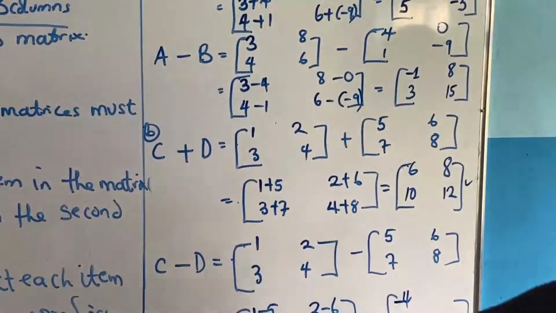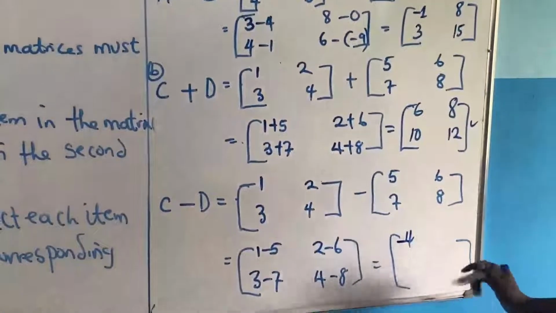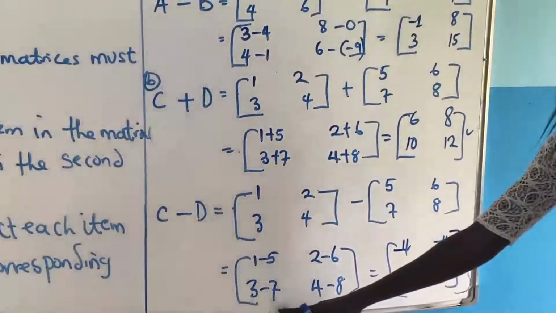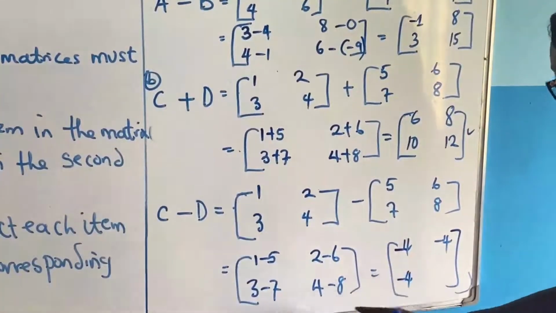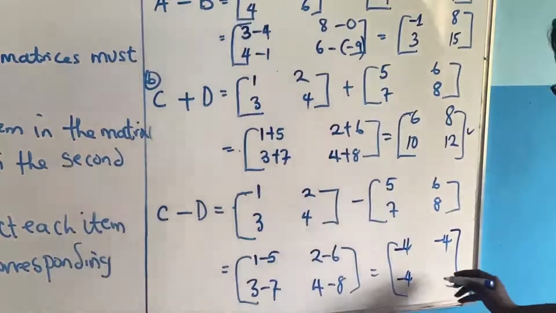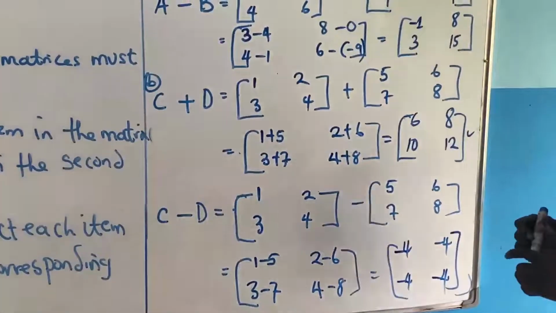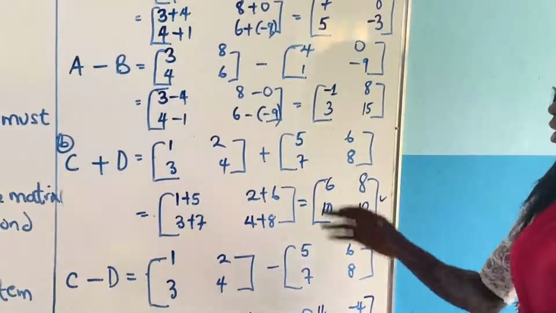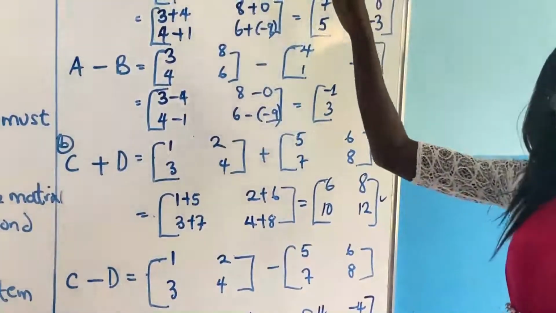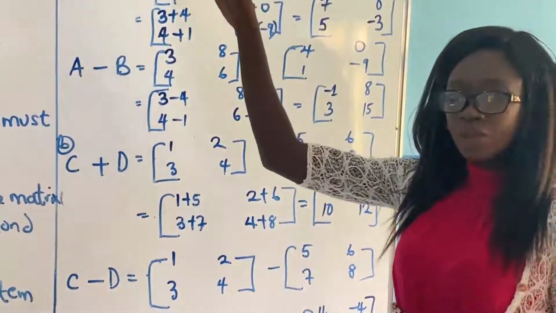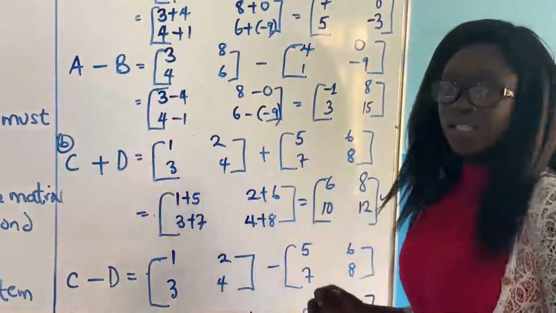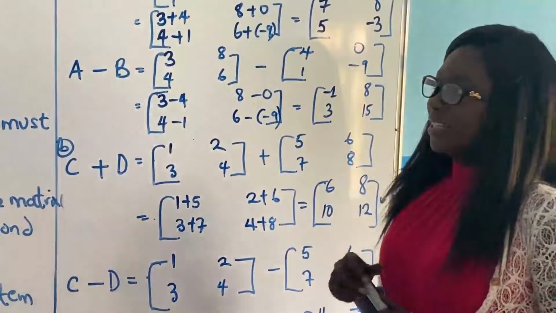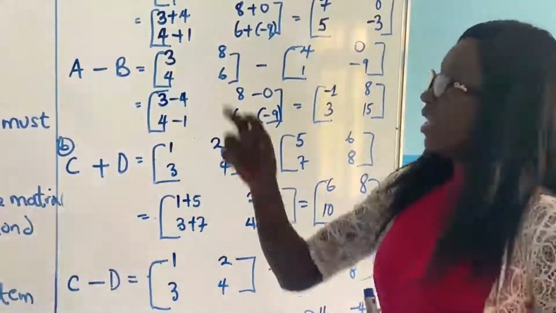Minus 4. 2 minus 6, we have what? Minus 4. And 3 minus 7, minus 4. 4 minus 8, we have what? Minus 4. You see, our result gives what? 2 by 2 matrices. Because we add 2 matrices, 2 by 2, the same matrix with the same dimension, our result will also give what? The same what? Dimension.